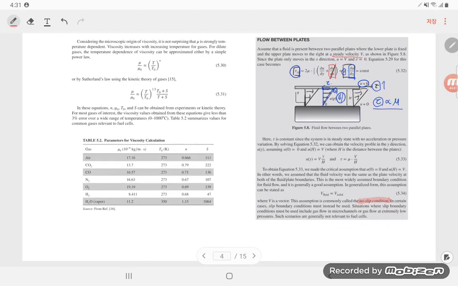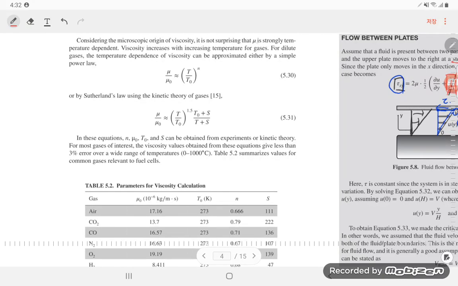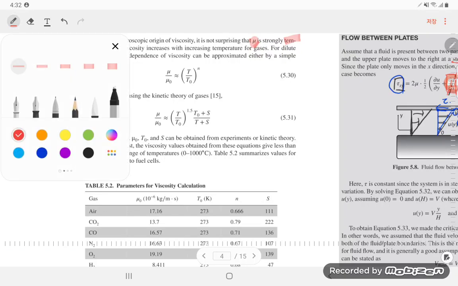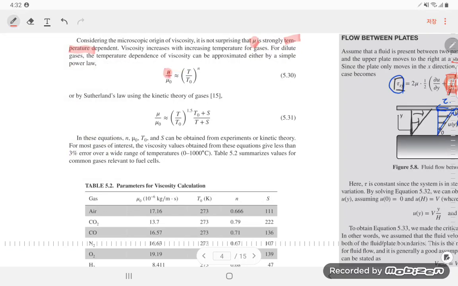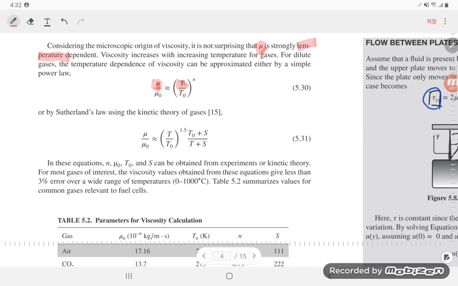Okay, now we can define the meaning of the mu, viscosity. Considering the microscopic origin of viscosity, it is not surprising that mu is strongly temperature dependent. Viscosity increases with increasing temperature for gas. Viscosity is proportional to temperature. And for dilute gases, the temperature dependence of viscosity can be approximated either by a simple power law.